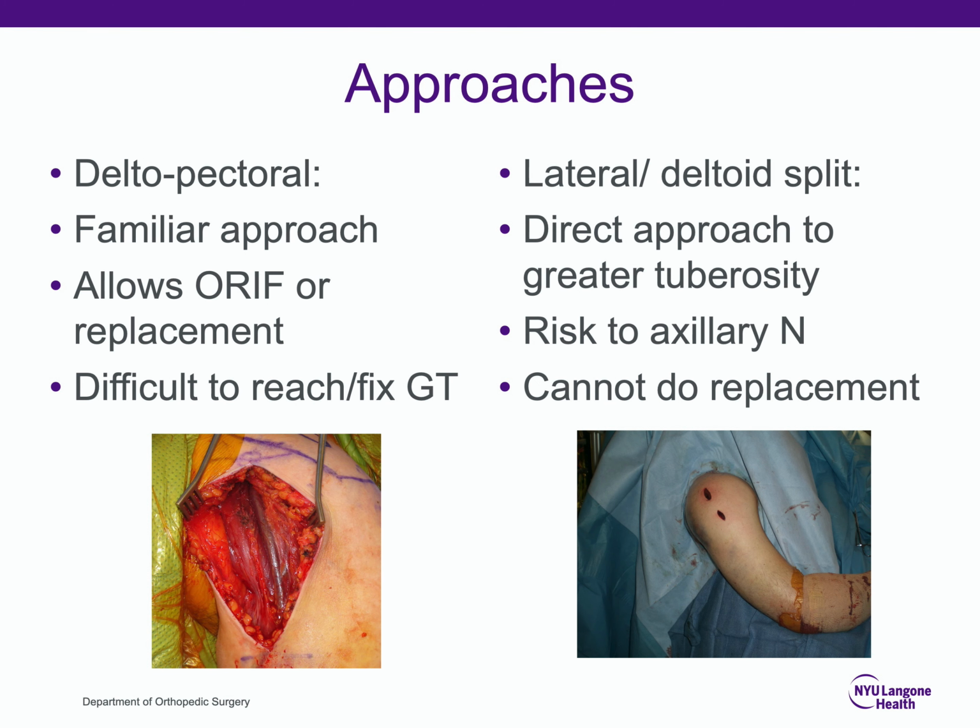The approaches that we use are one of the two, the most common being the deltopectoral approach, which again is a very familiar approach. It allows for open reduction, internal fixation, or a replacement. It does make it difficult to reach the greater tuberosity, which is displaced posteriorly. The lateral or the deltoid split approach is much more useful for this part, which is reaching the greater tuberosity. You do have the risk of axillary nerve injury, which is about 5 centimeters distal to the acromion, and you cannot do a replacement should you change tack at this point.